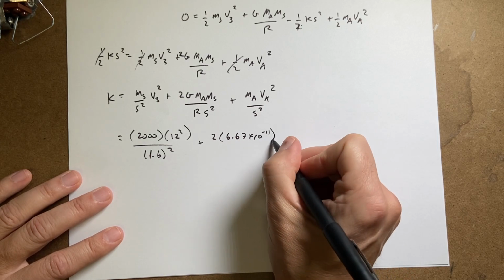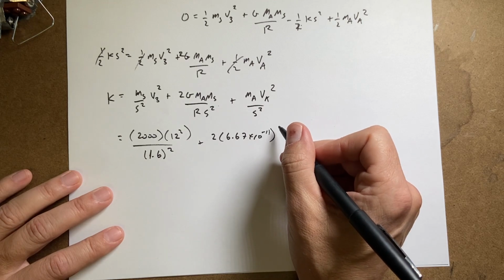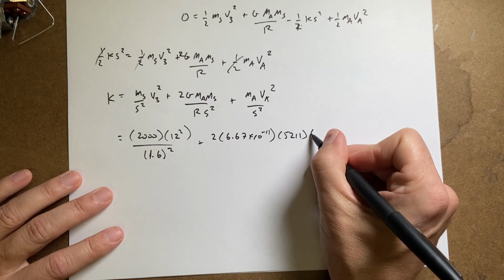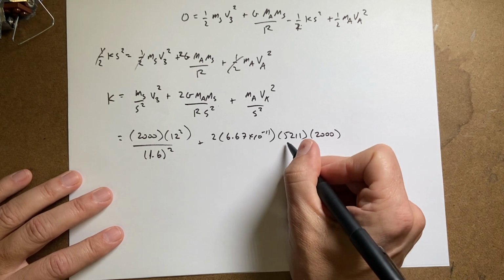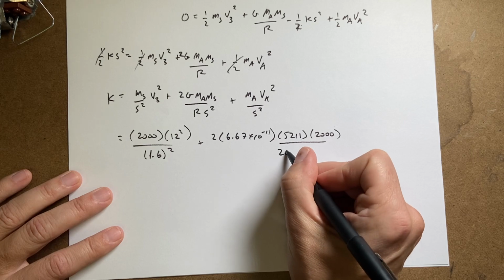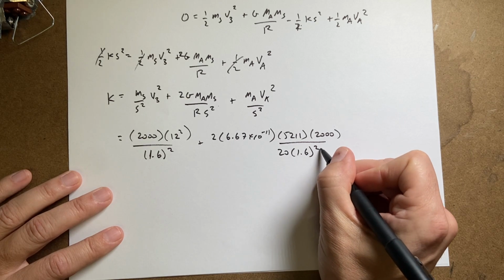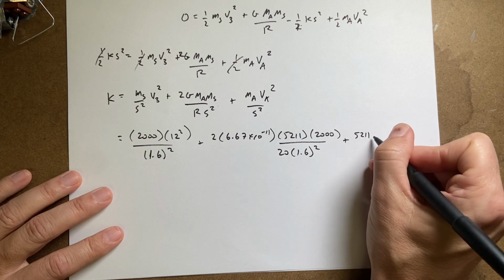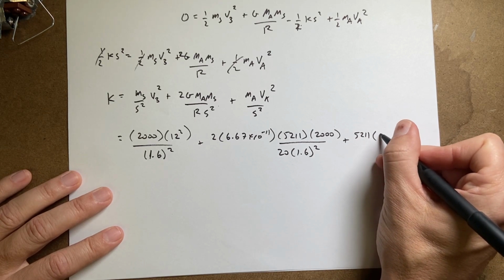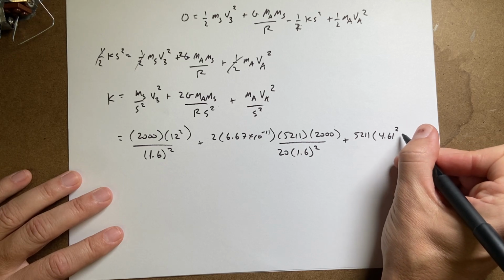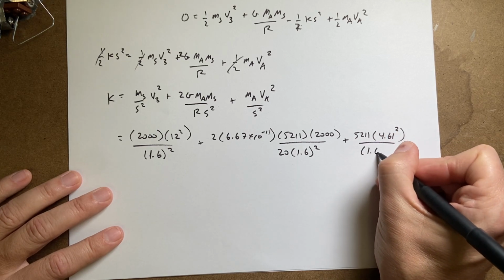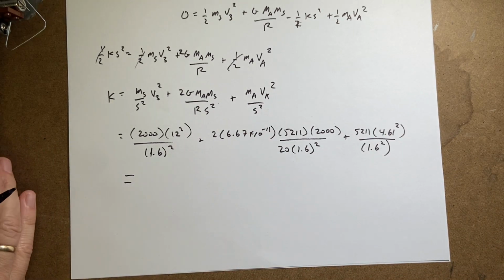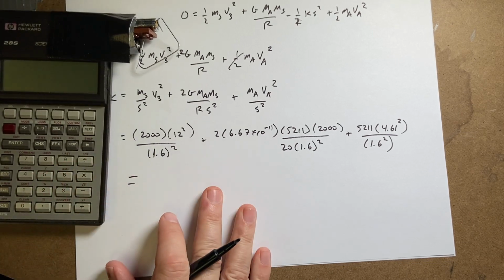I'm leaving off the units. The mass of the asteroid was 5211, the mass of the spacecraft was 2,000, and then the radius was 20, over 1.6 squared. And then I have the last term: the mass of the asteroid was 5211, the velocity of the asteroid was 4.61 squared, over 1.6 squared. Now this looks like you can't put that all in your calculator at once. Oh, I can. I totally can.